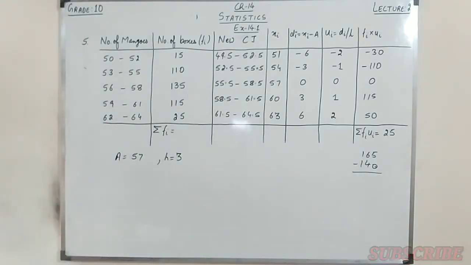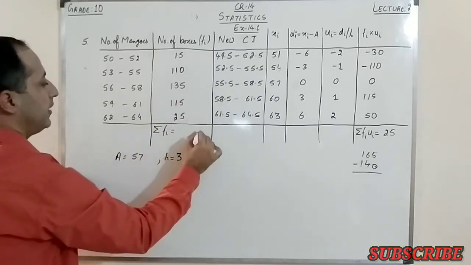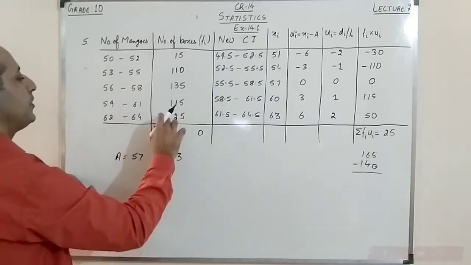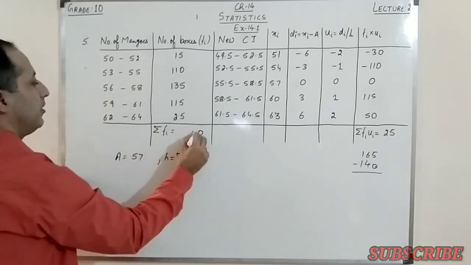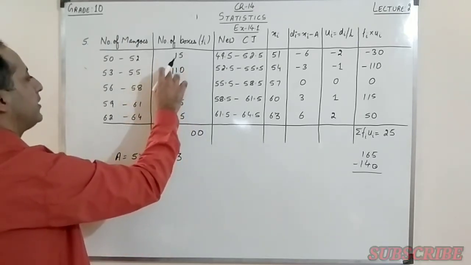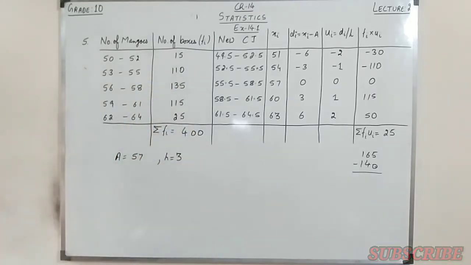Now let's find summation fi also. So this is 5 plus 5, 10, plus 15, plus 5, 20. So we have 0, and 2 is carried. 2 plus 2, 4, 5, 6, 7, 8, 9, 10. So 0, and then 1 is carried. So 1 plus 1, 2, 3 and 4. So we have summation fi equal to 400.